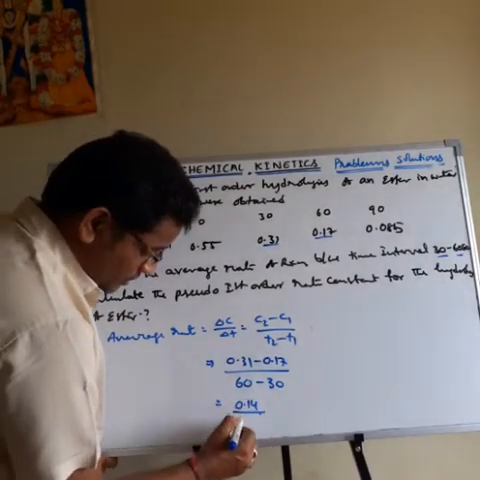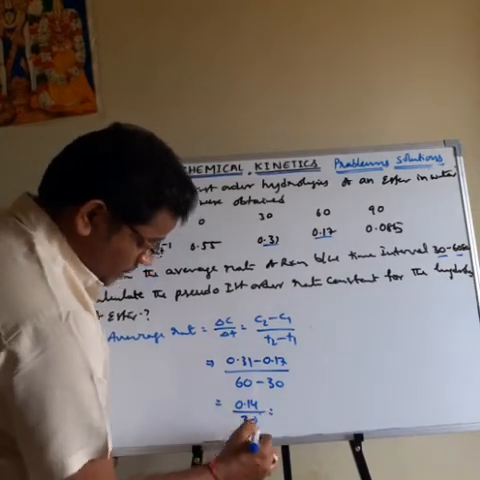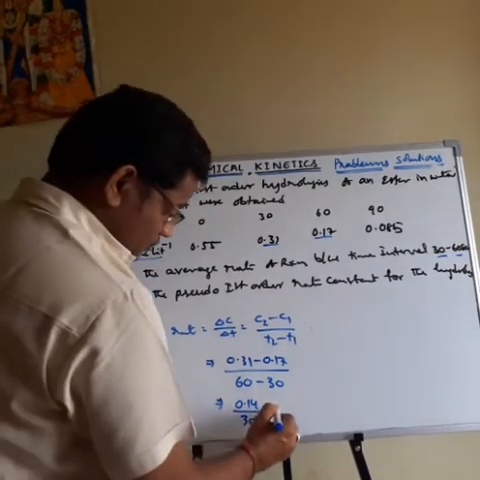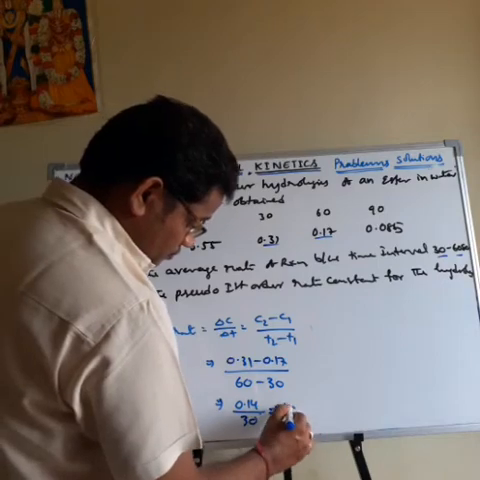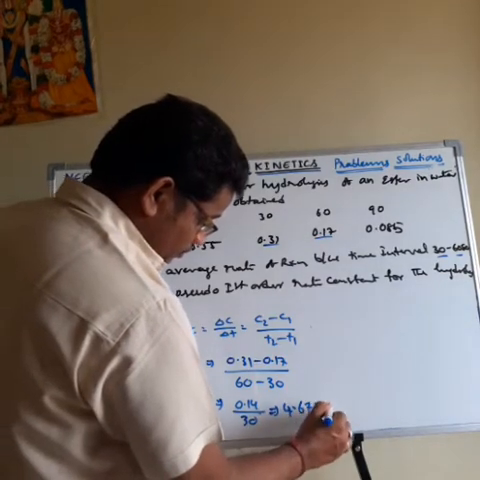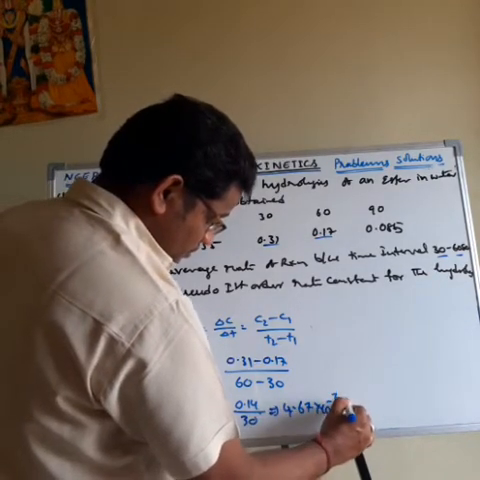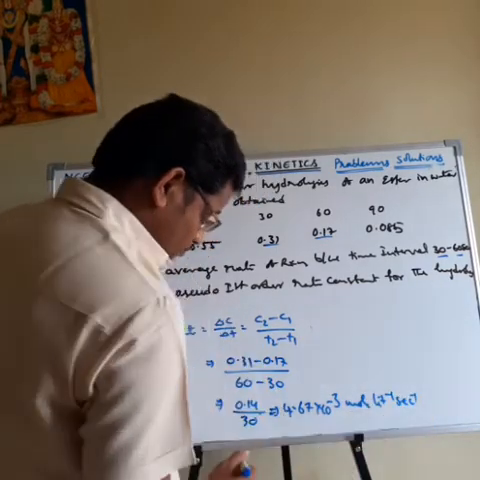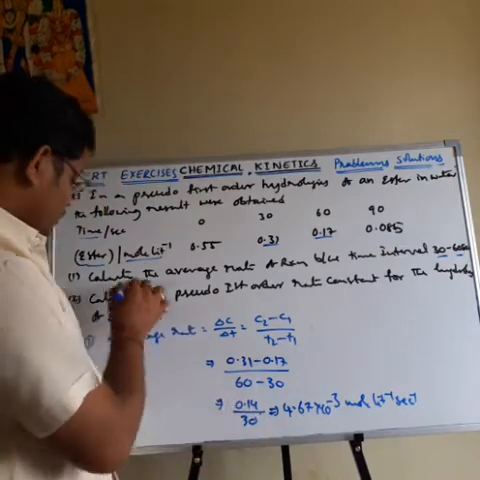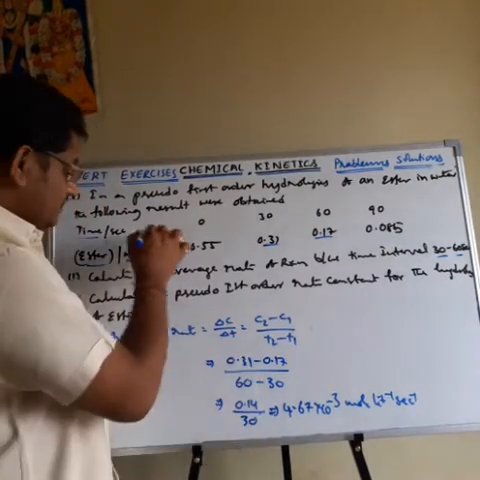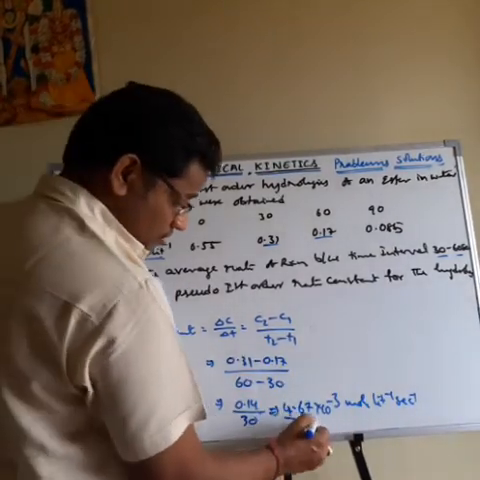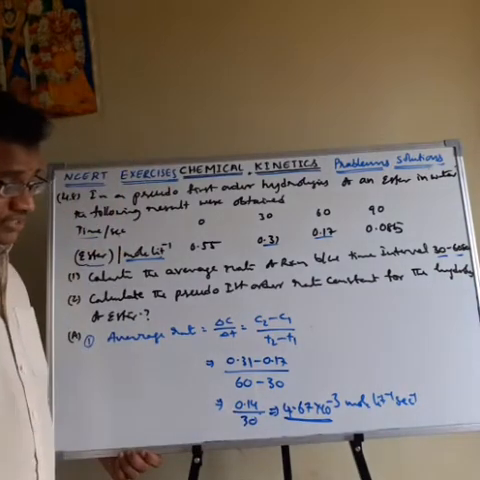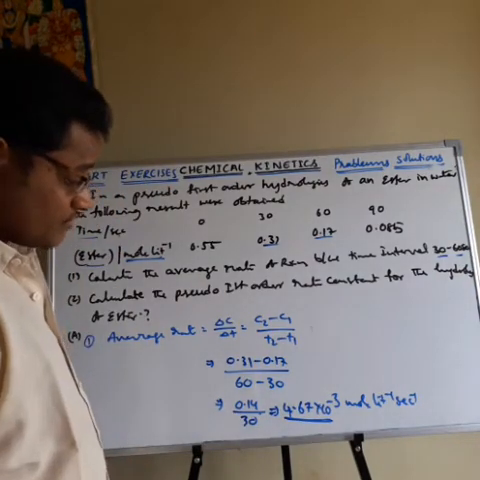0.14 divided by 30. To calculate, we get 4.67 into 10 power minus 3 mole per liter per second, because 0.14 is mole per liter and 30 seconds becomes second inverse. So the average rate is 4.67 into 10 power minus 3 mole per liter per second.